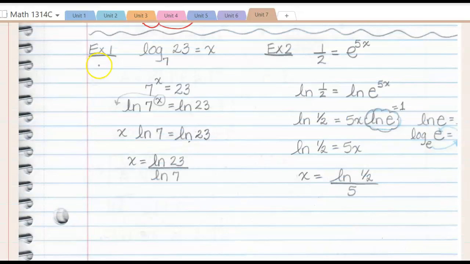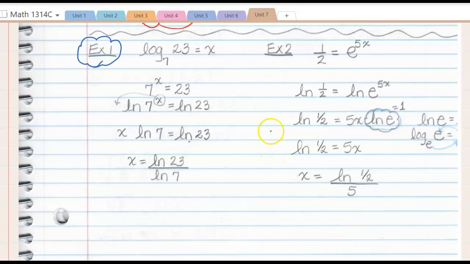Let's do a couple of examples. Let's do example number 1. Here we have log base 7 of 23 is equal to x. The other thing I want to remind you is that we might see this as a problem that says log base 7 of 23, and our job is to evaluate this. Either way, I would set it equal to x and then start solving.